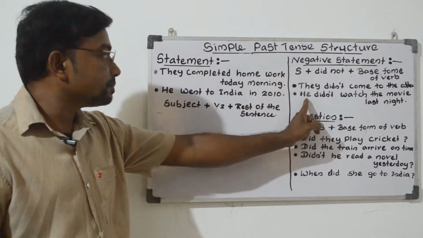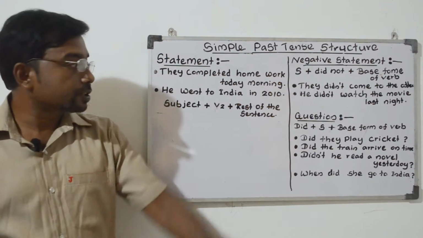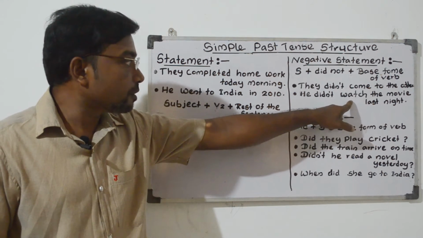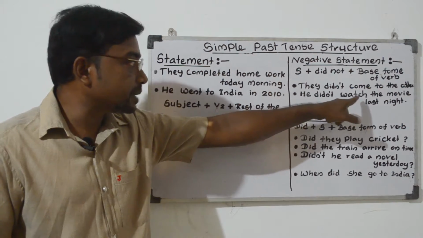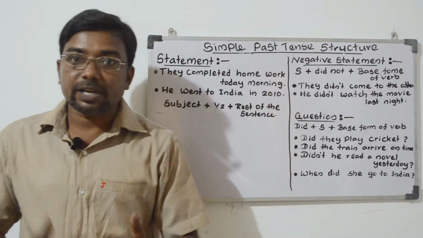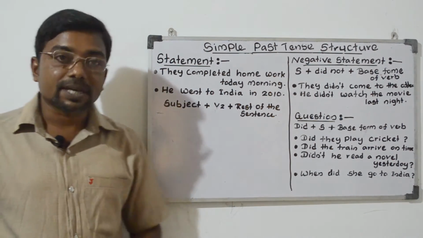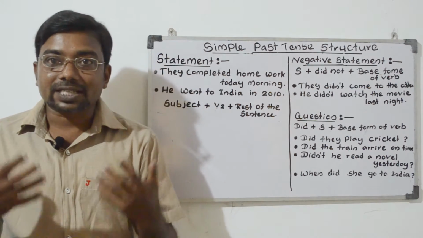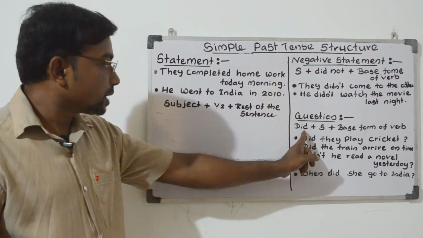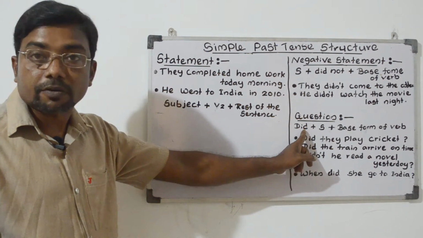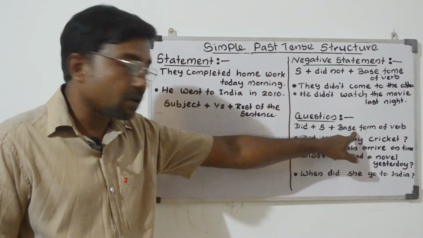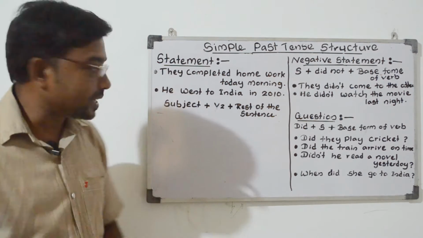Look at the second example. He didn't watch the movie last night. Here also subject he, then we use did not, didn't, then base form of verb watch, this is the action verb, then rest of the sentence. Okay, now let's talk about how to make questions with simple past tense. When you are going to make questions, we exchange subject and auxiliary verb did. Look at the structure. We use did at the beginning of the sentence because we are going to ask questions. Then we use subject, then base form of verb, then comes rest of the sentence.